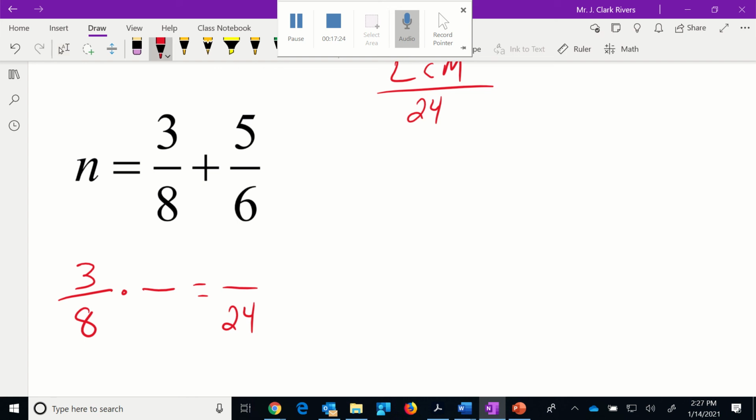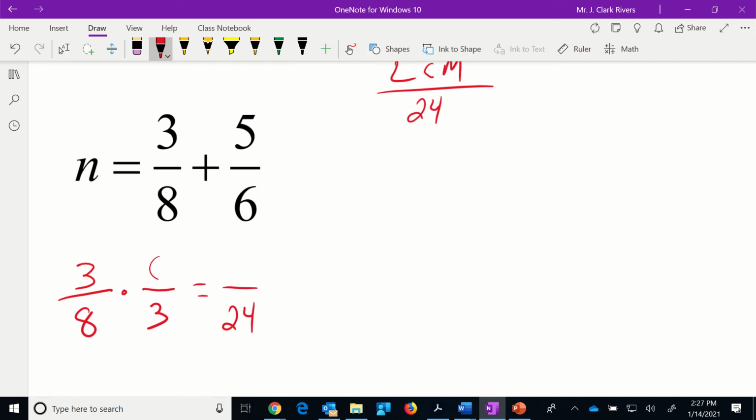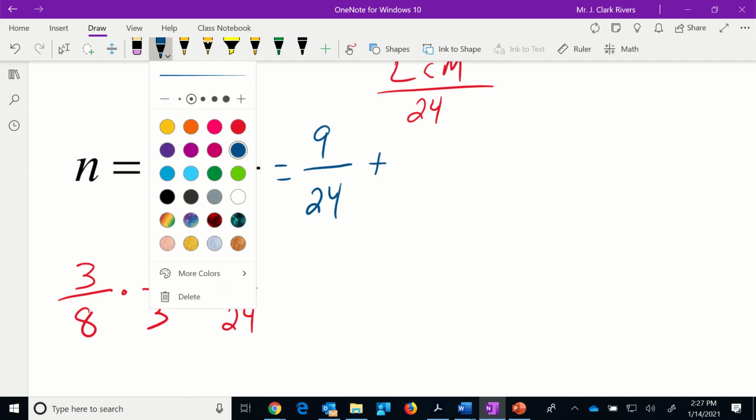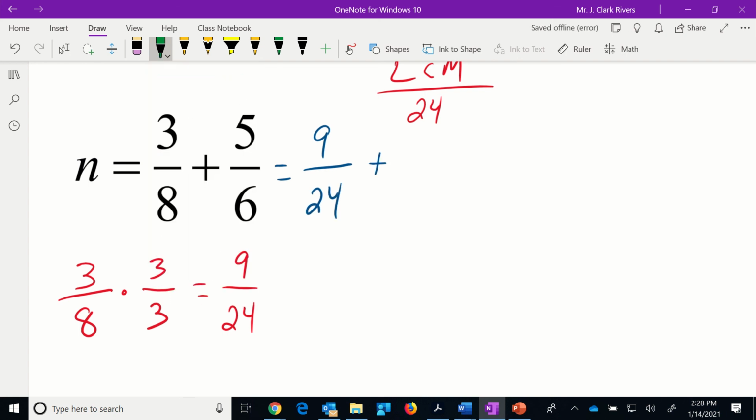8 multiplied by what equals 24? 8 multiplied by 3 equals 24. What do I have to put here in the numerator? A 3. 3 over 3 is 1. We can multiply by 1 and nothing changes. 3 multiplied by 3 is 9, right? So 3/8 becomes 9/24. Plus, let's talk about the 5/6.